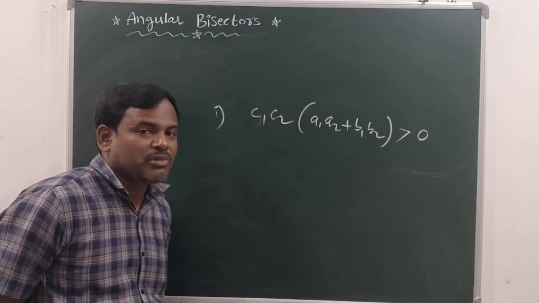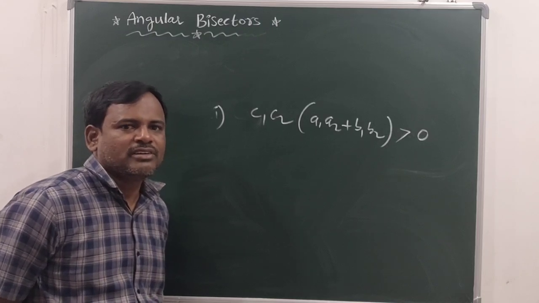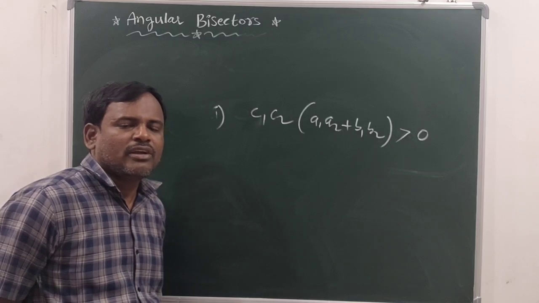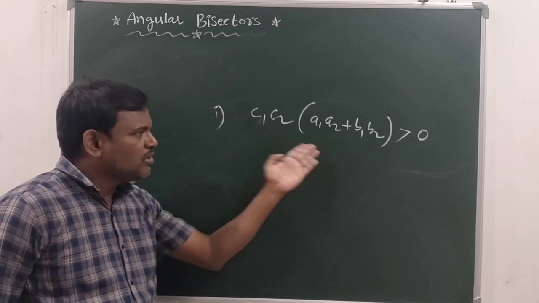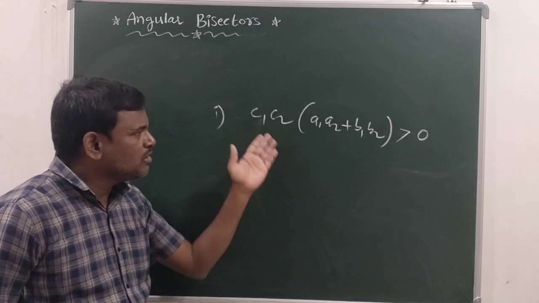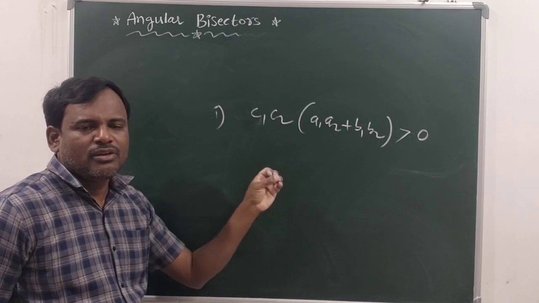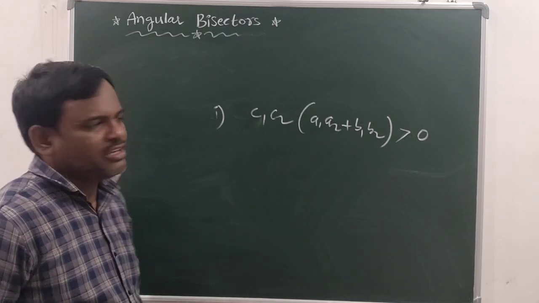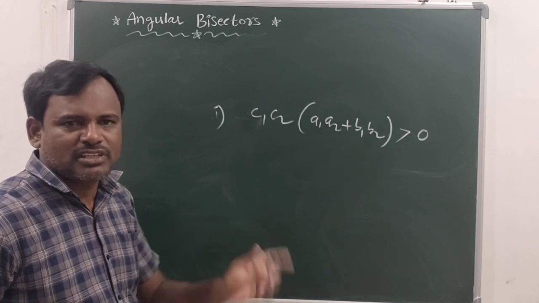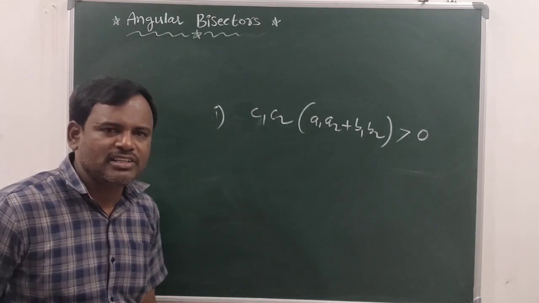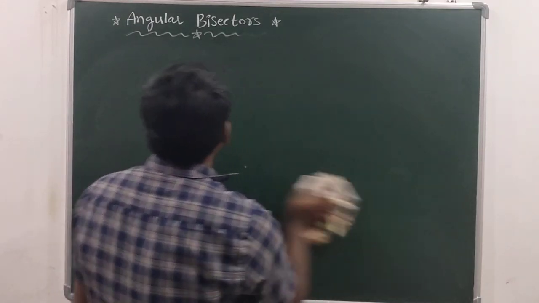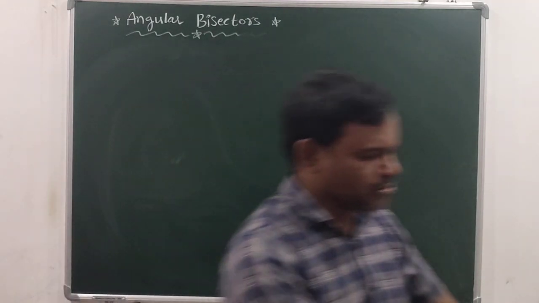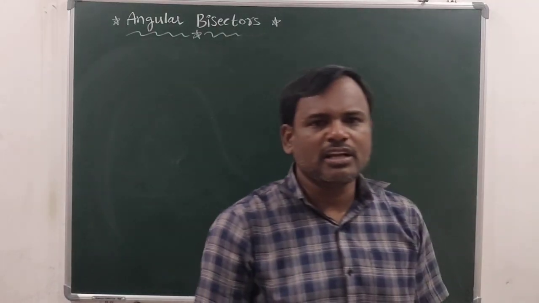Sometimes this kind of question can also be expected: find an angular bisector which is acute and in which the origin is lying. Means you have to test this condition. If it is negative, then you get the angular bisector in which the origin is lying. If it is positive, you get the obtuse angular bisector in which the origin is lying. I hope you have understood. Now let us see a few applications based on this angular bisectors concept.